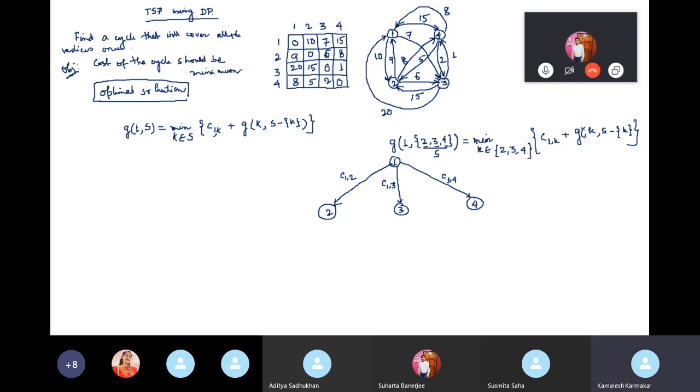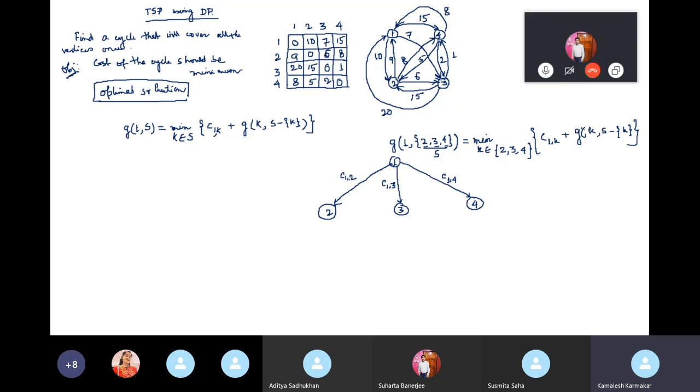So if we start from vertex 1, and if the next vertex which we are going to visit is K, the K can be any one of these. If K is any one of these vertices, then there are three possible paths. K can be either 2 or 3 or 4. So what will be the next step?